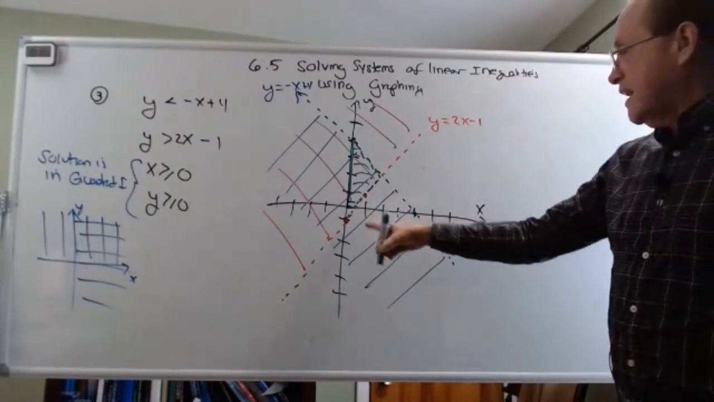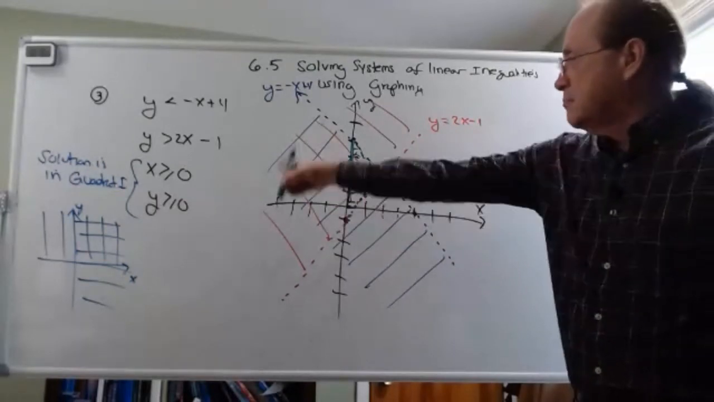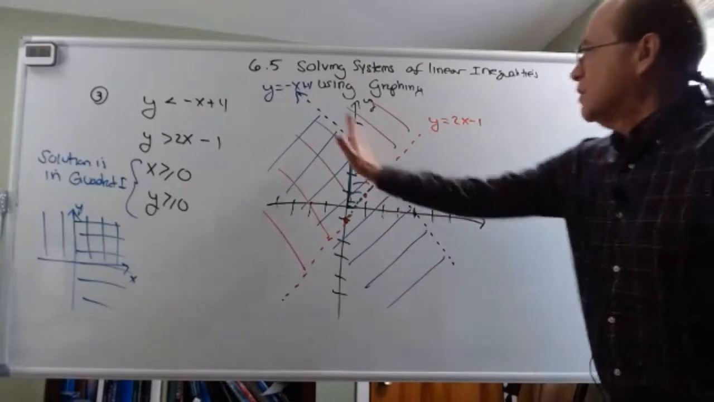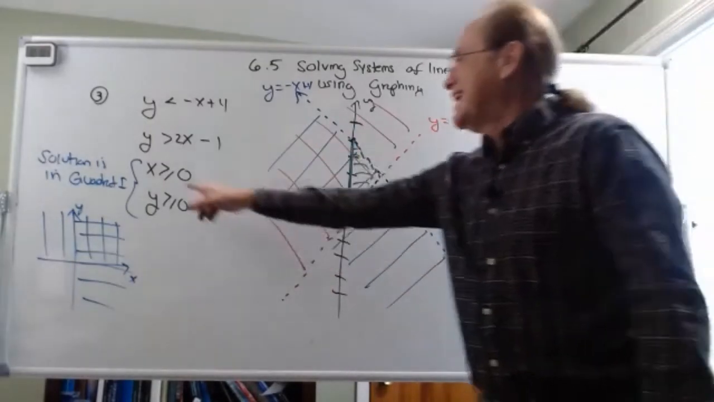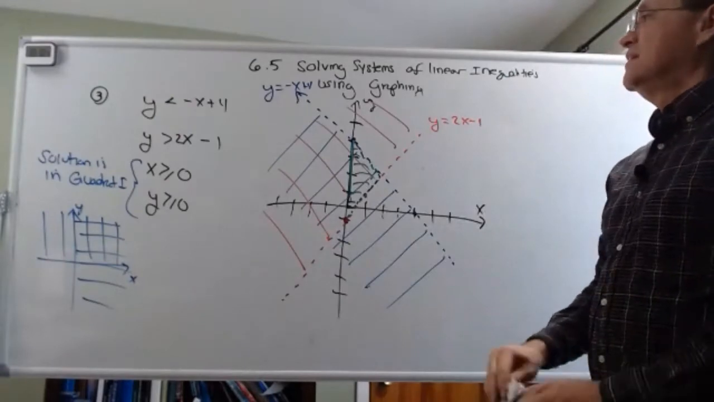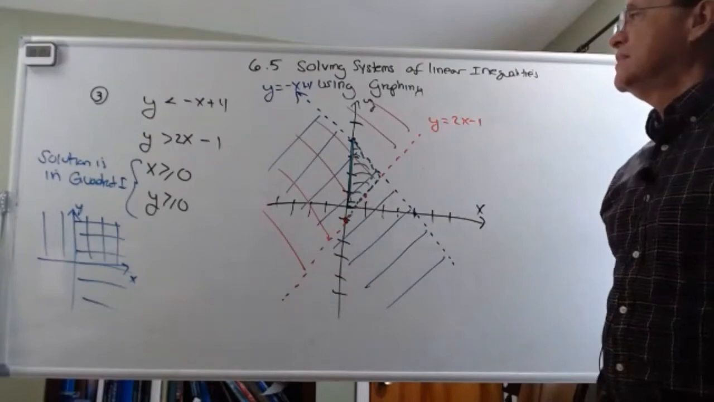Anything over here, that means y would not be greater than 0. Anything back there, x would not be greater than 0. That's why I can't shade it in. That's why none of this gets shaded in, because it says x has to be positive. Does everyone see that? So there's my actual solution region.